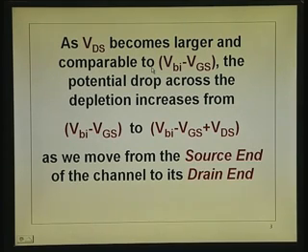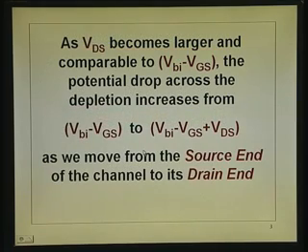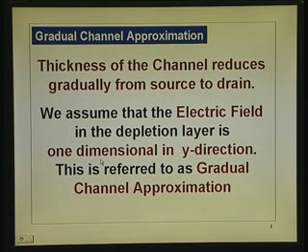See, if the VDS is small compared to VBI minus VGS, the drop across the channel is minimum, and you will have the depletion layer width constant, and it will be linear characteristics. As it becomes larger, the potential drop across the depletion layer increases from VBI minus VGS to VBI minus VGS plus VDS. So, as you move from source to drain, the thickness of the channel reduces gradually from source to drain.